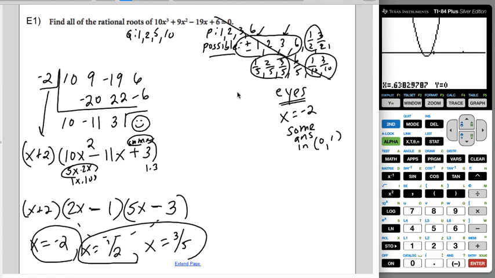Now, could you have skipped all of this and just started with 1, -1, 2, -2, and gone right to here? Absolutely, you could have, which is why you don't have to use the rational roots theorem.